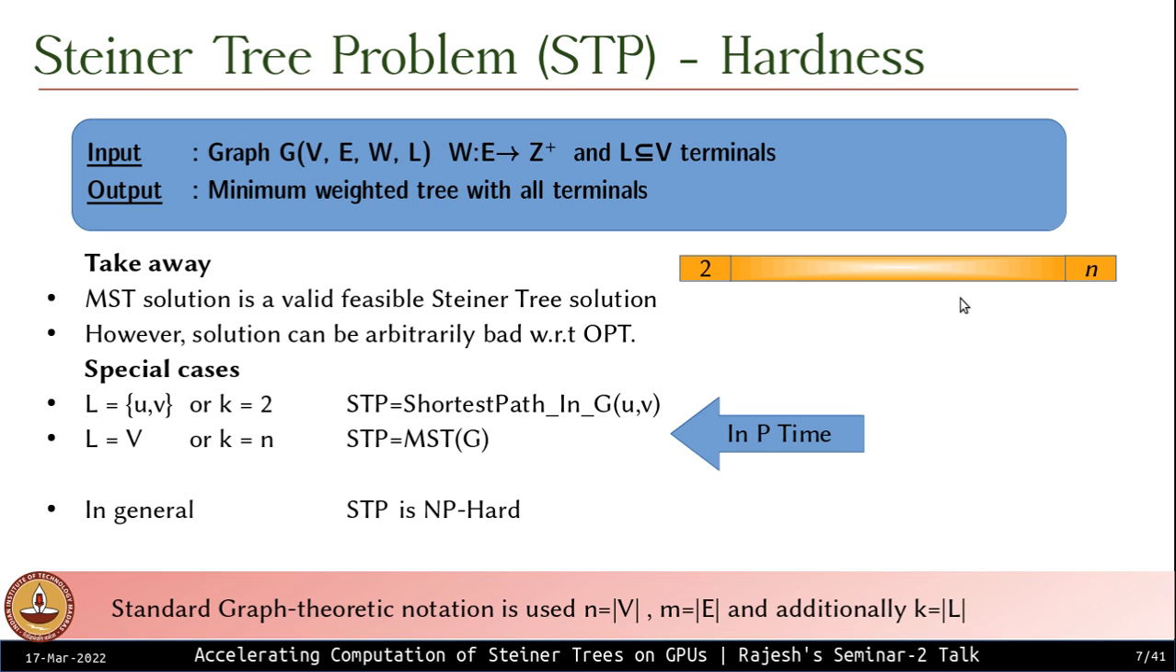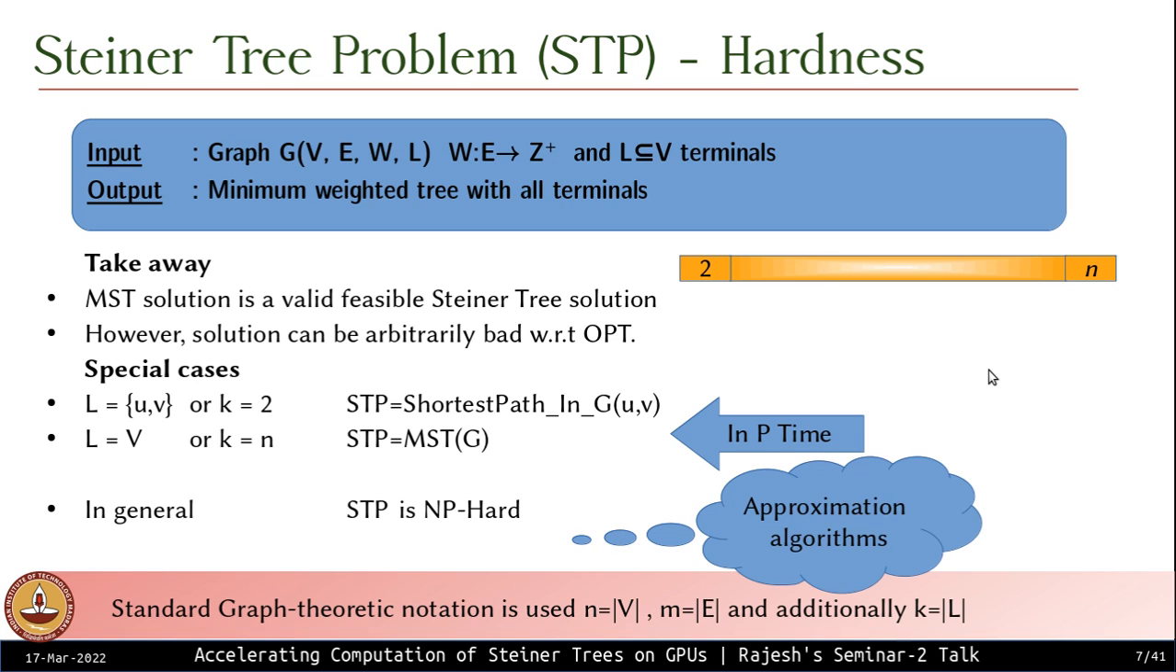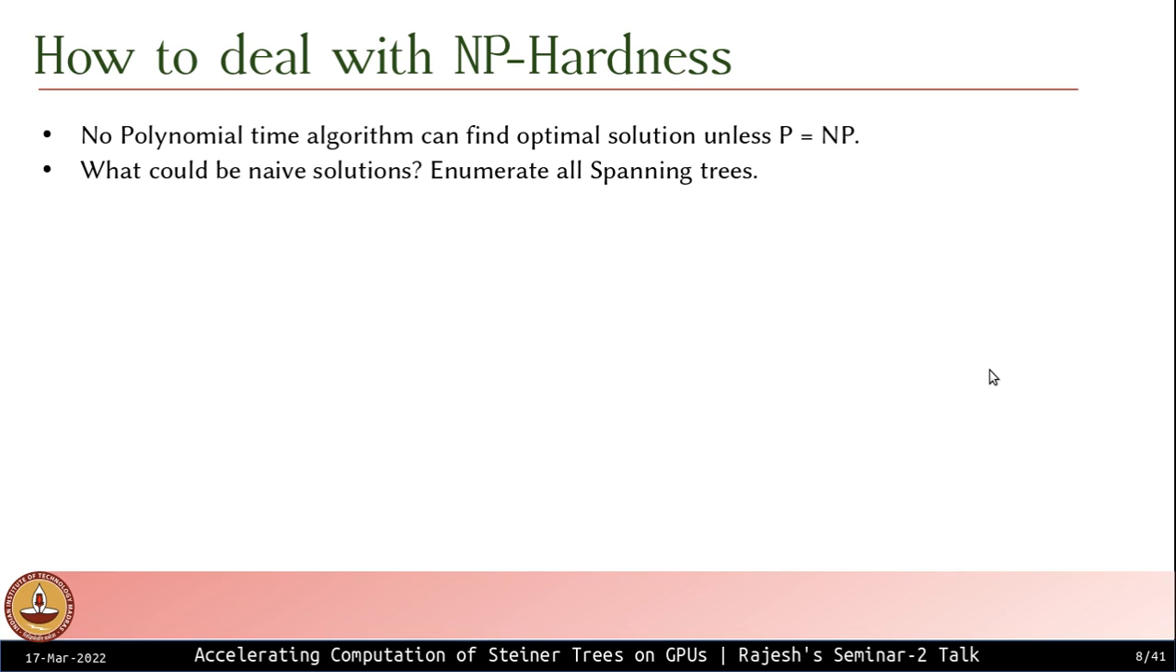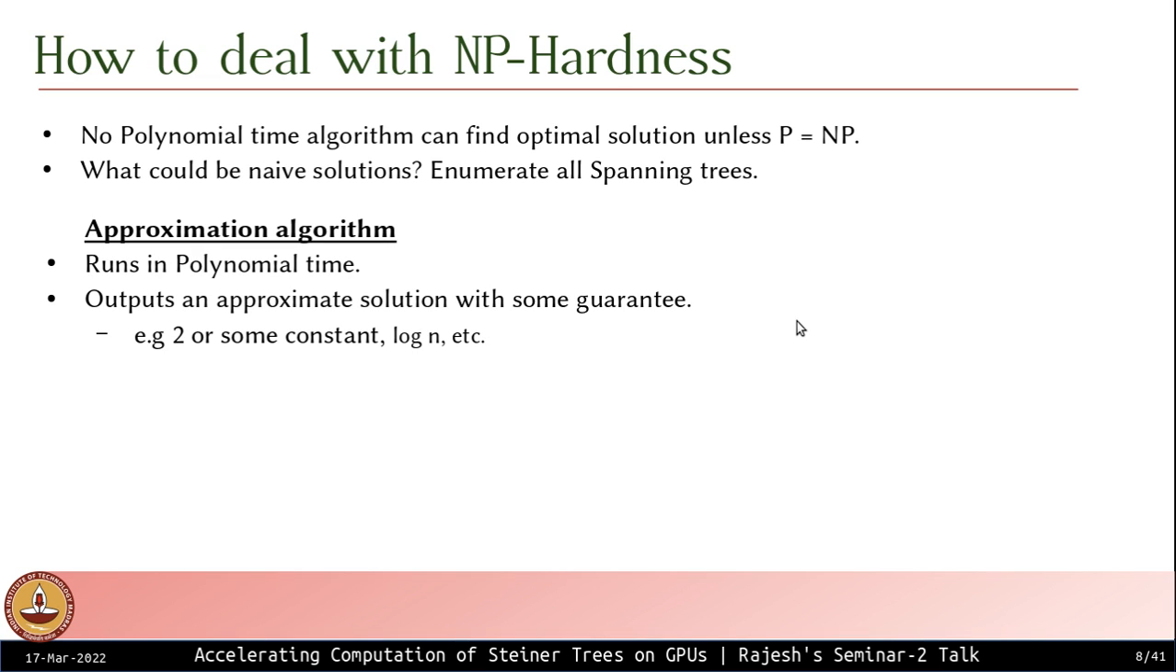One way out is the approximation algorithm. There is no polynomial time algorithm for this problem to find the optimal solution unless P equals NP. A naive solution would be enumerating all spanning trees, but again, this enumeration of spanning trees is a costly operation. So one way out is, as we said earlier, the approximation algorithm. So what is an approximation algorithm?